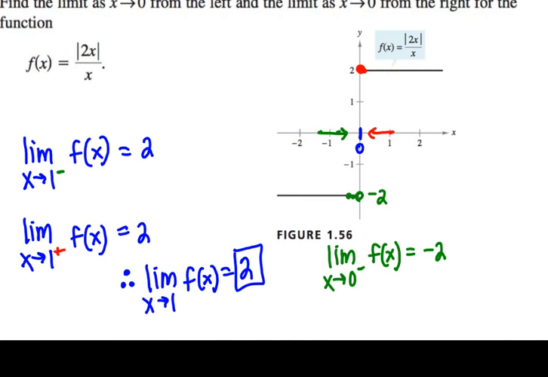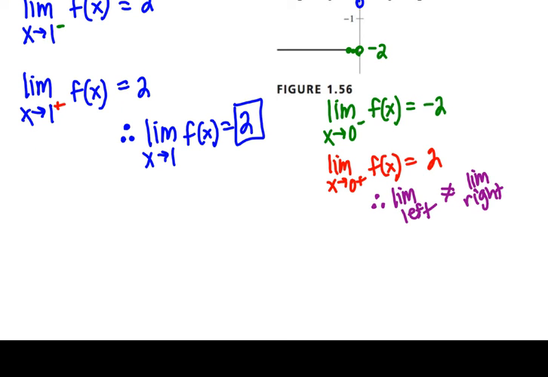So the limit, let's give ourselves a little bit more room. The limit as x approaches 0 from the right of f of x is equal to +2. Therefore, because these are different, the limit from the left is not equal to the limit from the right. Therefore, let me extend the page. The limit as x approaches 0 of f of x does not exist. Does not exist. D-N-E.